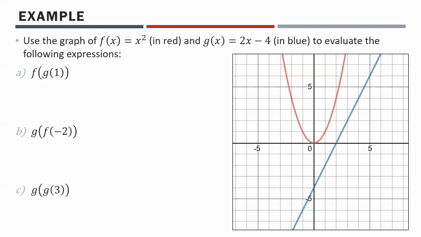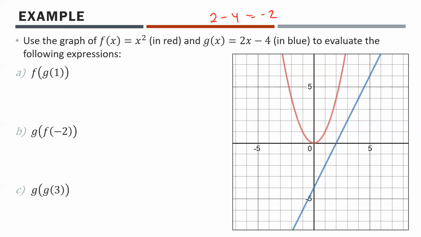Let's look at this one first, just to make sure the point's a little more clear. F of g of 1. Well, remember when we were evaluating at a certain point, I always said evaluate this piece first. So in other words, plug 1 into g of x and figure out what that's equal to. If you were to do this algebraically, you would plug in 1, so it's going to be 2 times 1, which is 2, minus 4, which is going to be negative 2.